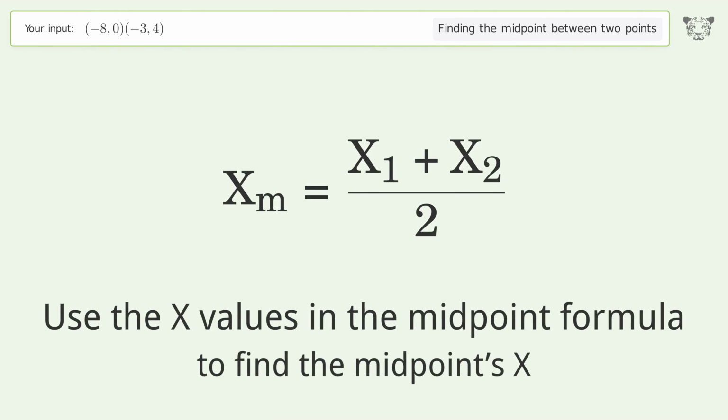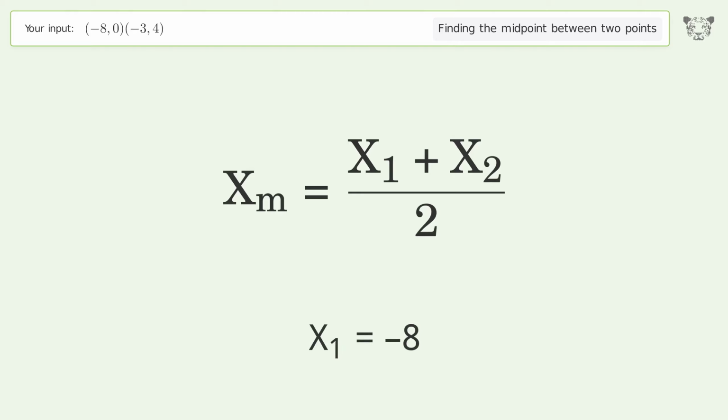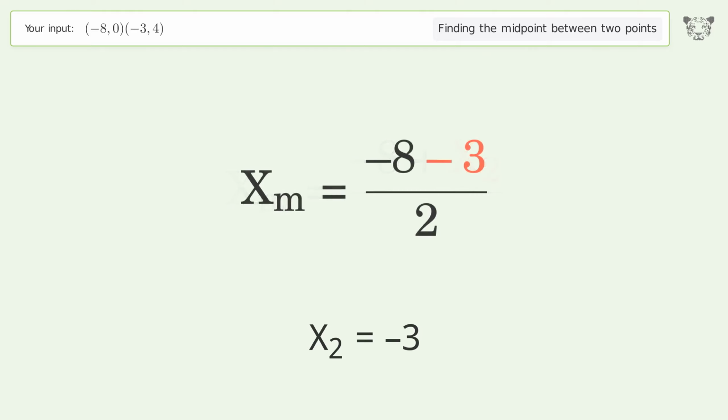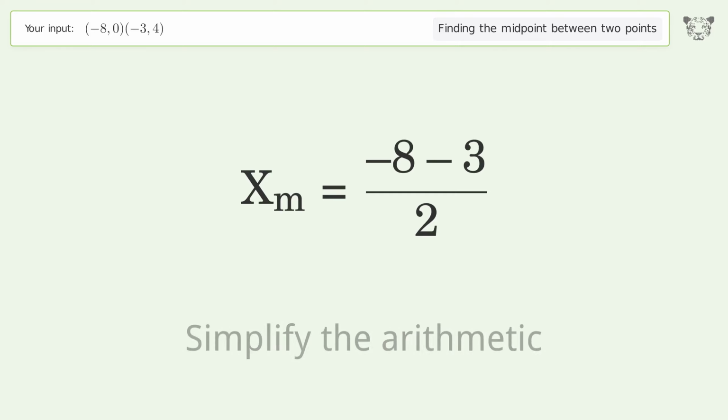Use the x values in the midpoint formula to find the midpoint's x. x1 equals negative 8. x2 equals negative 3. Simplify the arithmetic.